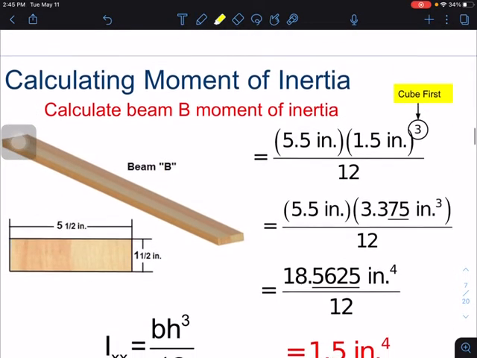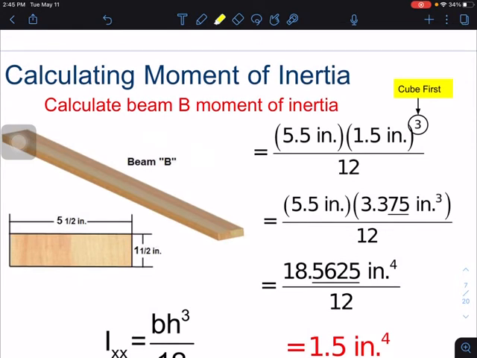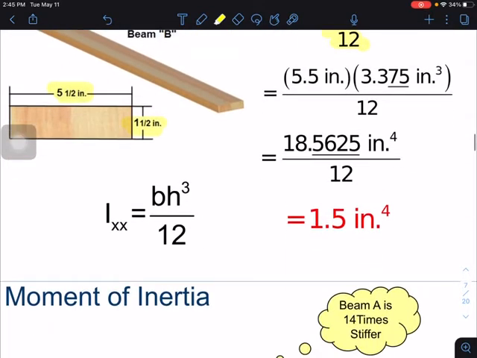Okay, here's the moment of inertia for the same piece of lumber, but now in the plank position rather than the joist position. So now the height is 1.5 and the base is 5.5. So we're going to cube the height first, but in this example it's not 5.5, it's 1.5 cubed times 5.5 divided by 12. If we do that math in decimals, you're going to get an answer of 1.5.